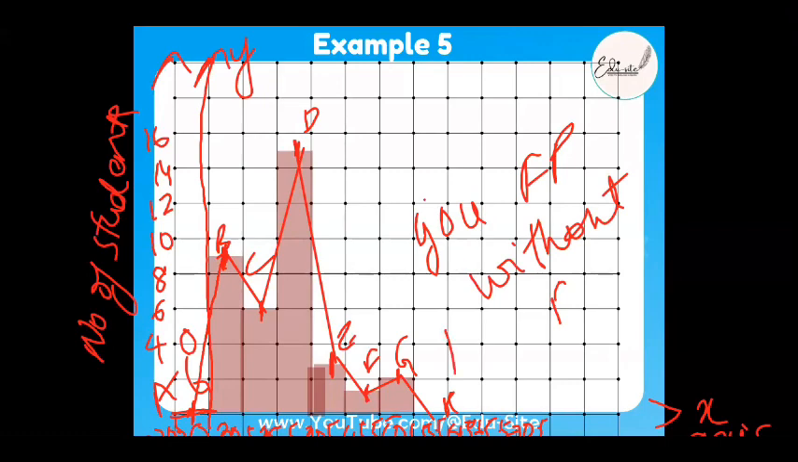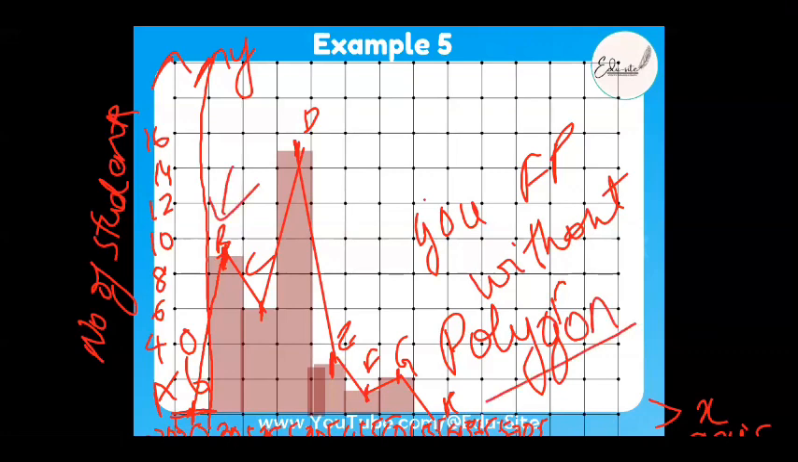Whenever we make a polygon, we start from the axis, okay? You have to remember, whenever you create a frequency polygon, you not only have to see the midpoints of the bars, but also the midpoints of the previous x-axis line on the x-axis. Okay, understood?